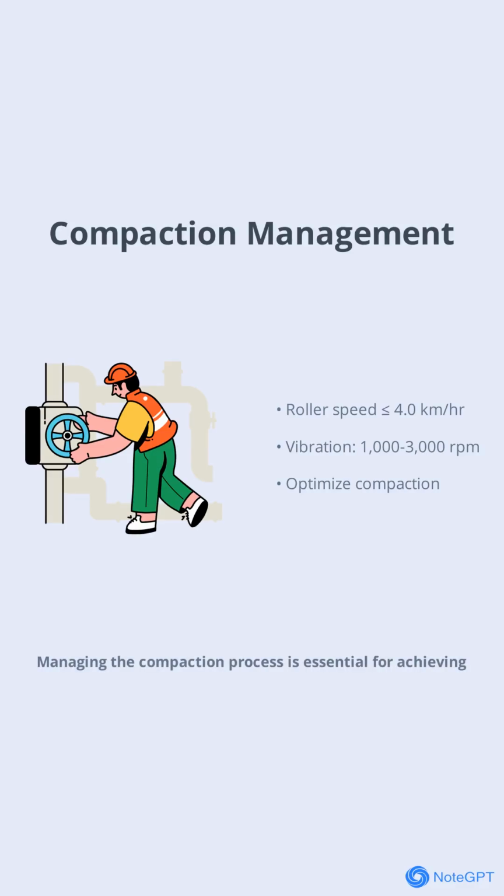Managing the compaction process is essential for achieving the desired density and stability in rock fill construction. The speed of the roller should not exceed 4 km/h, and the vibration frequency should be between 1,000 and 3,000 RPM. These parameters are carefully chosen to optimize compaction without damaging the rocks or the underlying layers. Proper compaction management helps to eliminate voids and create a solid, stable structure.